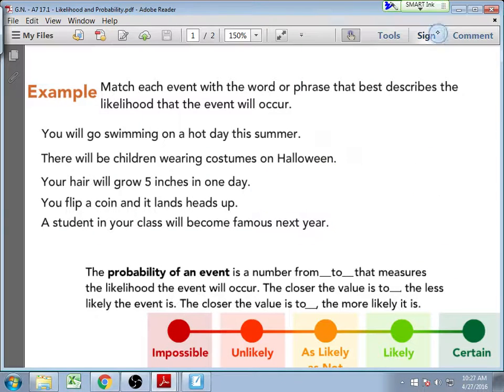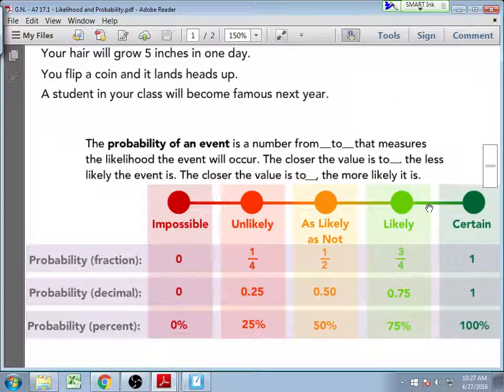So you should already have this from what we wrote above. Probability of an event occurring is from 0 to 1. That is the measure. The closer the value is to 0, the less likely it is to occur. The closer the value is to 1, the more likely it is to occur. And then we have all of our fraction to decimal to percent conversions here on the range of impossible to certain. Any questions?